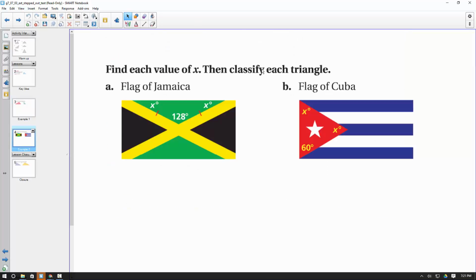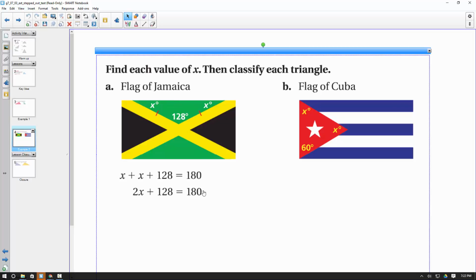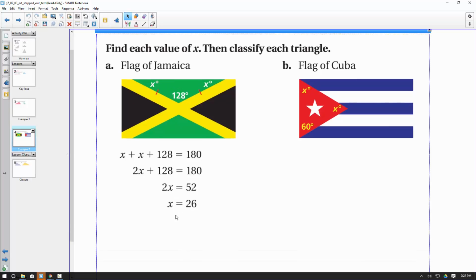Now it says find the value of x and then classify the triangle. So if I look here, I know that this angle measurement is the same, so this has got to be isosceles because they're the same measurements here. I know it's obtuse because I have 128 degrees. I basically now have to figure out 180 minus 128, so that would be 52. And I have to take 52 and divide it by 2, right? And when I do that, I get 26. So again, this is going to be an obtuse isosceles.